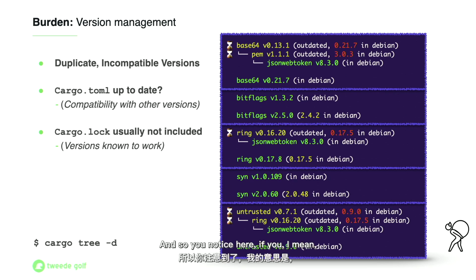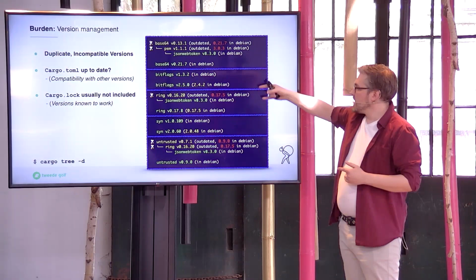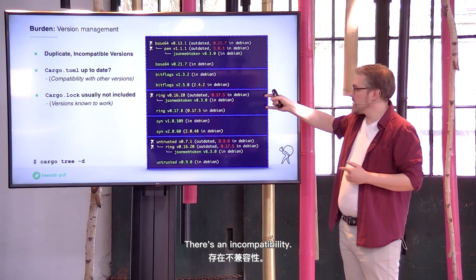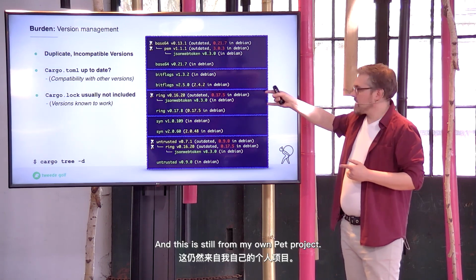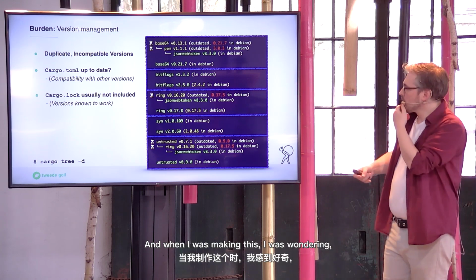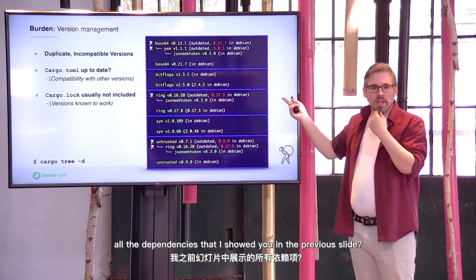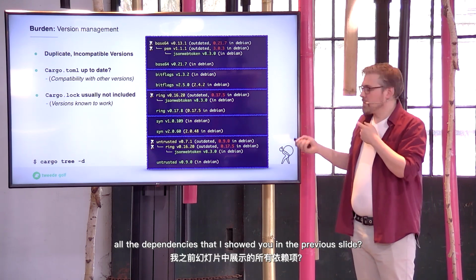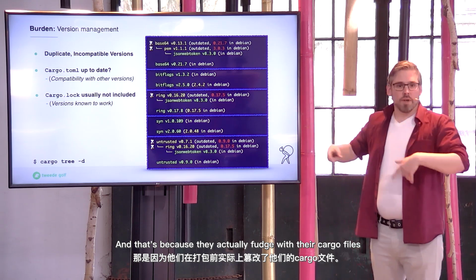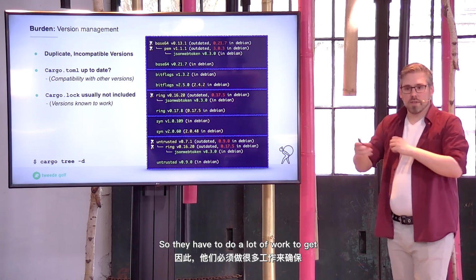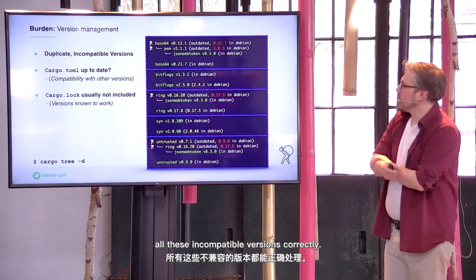And so you notice here, I know the slide is a little bit hard to read maybe in the back, but for some packages there are 2 versions in Debian actually. And for one, there's only 1 version in Debian, and there's an incompatibility. And this is still for my own pet project. When I was making this, I was wondering, how did these Debian people actually manage to package all the dependencies that I showed you in the previous slide? And that's because they actually fudge with their cargo files before they package them. So they have to do a lot of work to get all these incompatible versions correct.